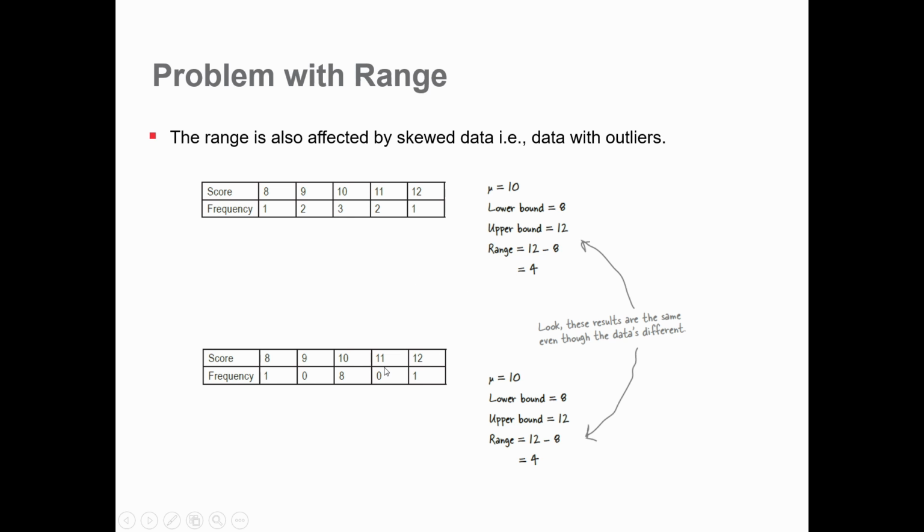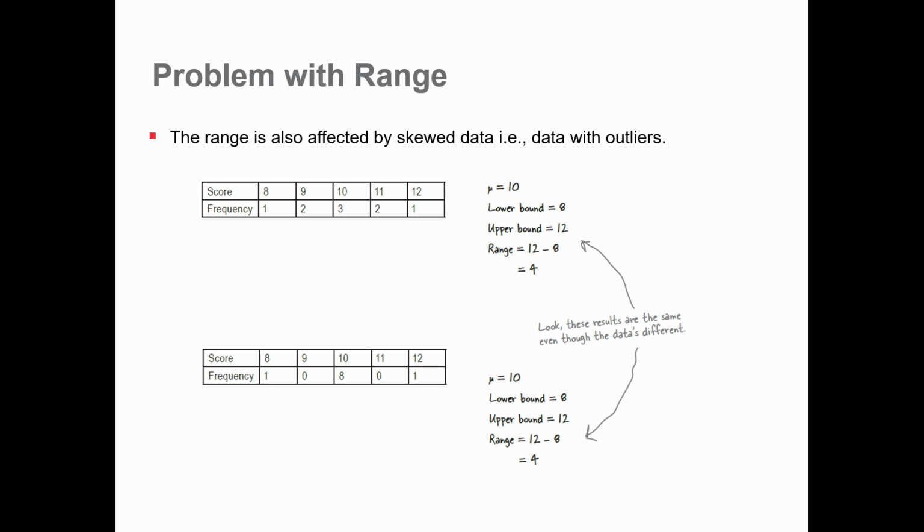And for the second data set, you can see that there is no 9 and there is no 11. We have only one 8 and only one 12. So if you calculate the range, 12 minus 8, it is still 4. But it does not really tell us the spread of the data.